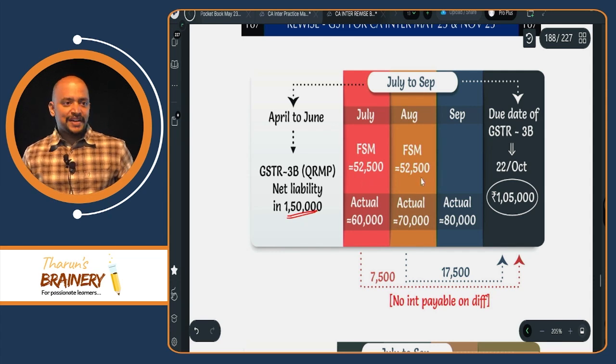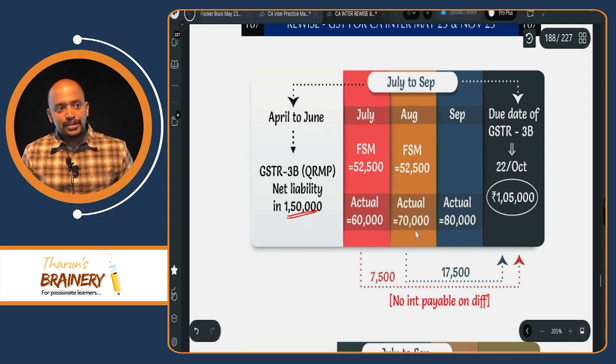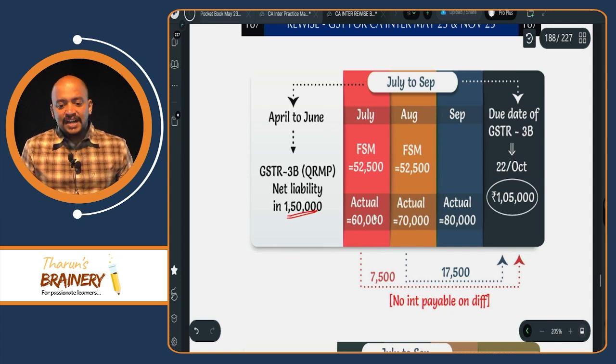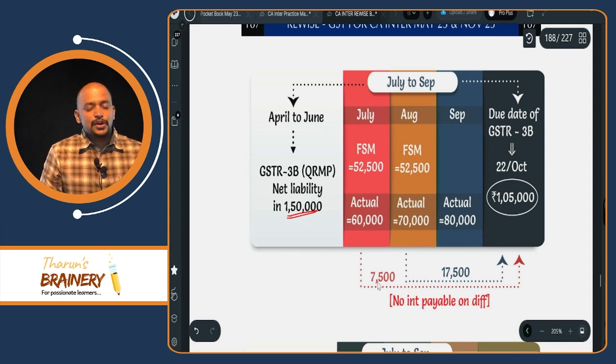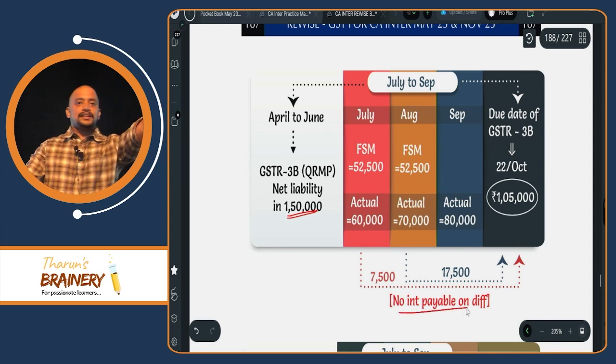52,500. I paid 52,500. But the actual liability is 60,000 and 70,000. So, actual is more than what I have paid under the fixed sum method. Now, there is a difference. What is the difference? 7,500. And here there is a difference of 17,500. If I pay this by 22nd October, the due date of GSTR 3B, I don't have to pay any interest on the difference. Understood?